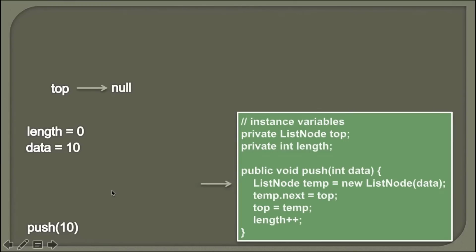So in order to push an element into a stack, we first create a temporary list node having a data which we have passed as an argument. So it would look something like this, that we have created a list node having data as 10 and its next pointing to null. And you see the name of the list node is temp and it's pointing to that particular node. Moving ahead.